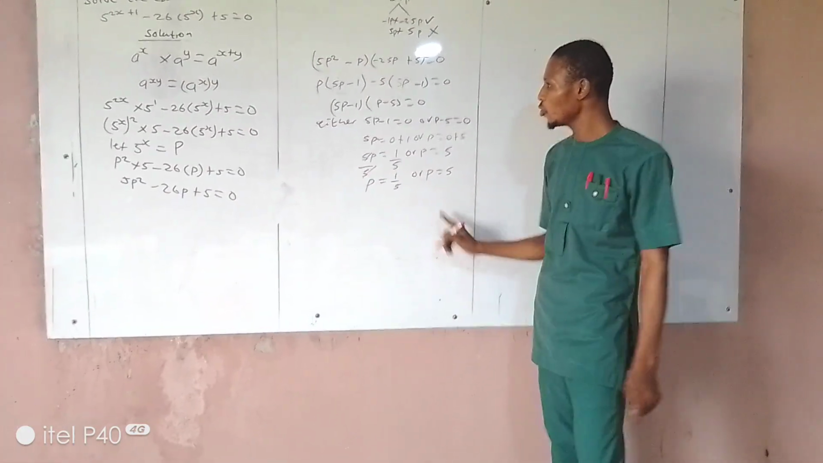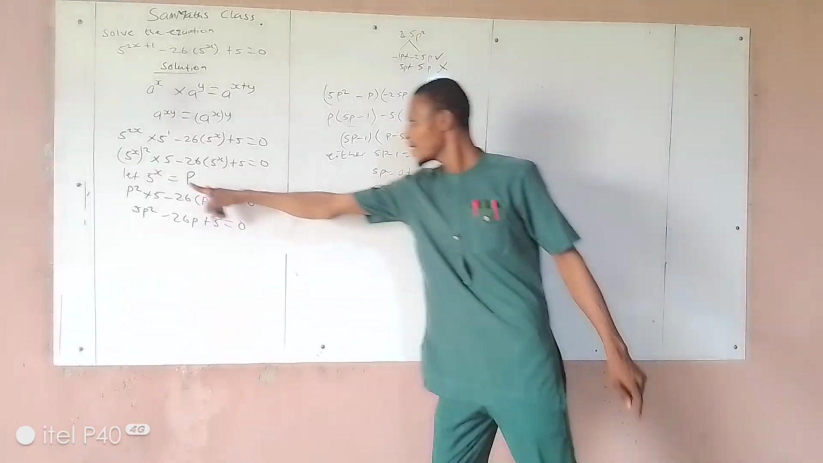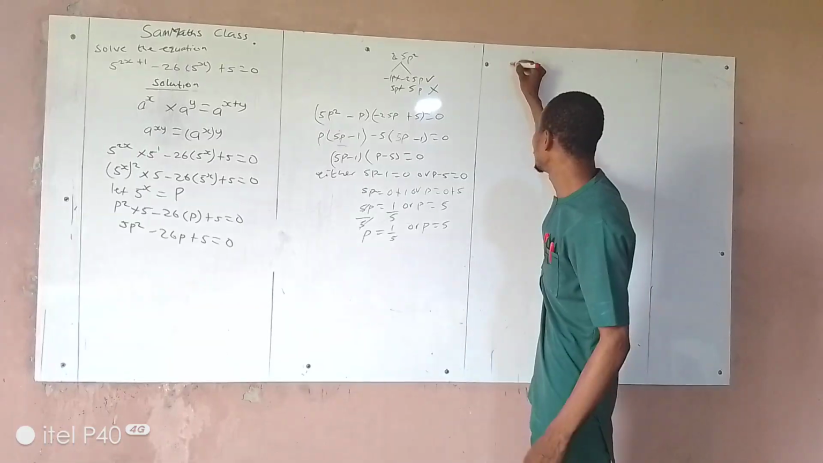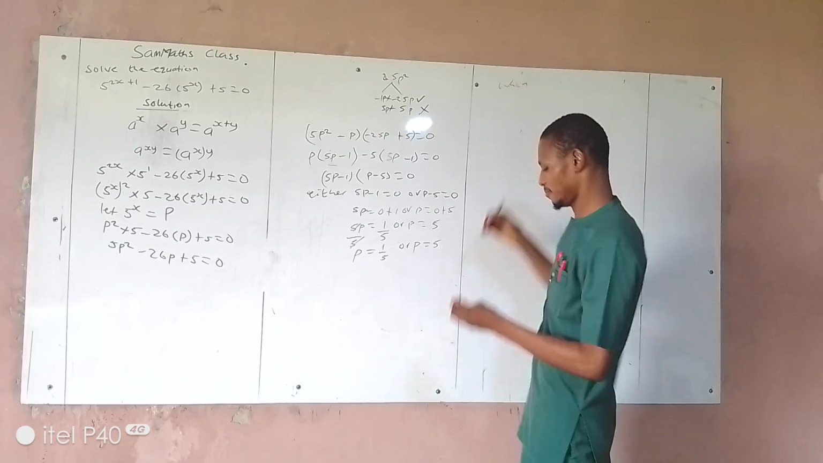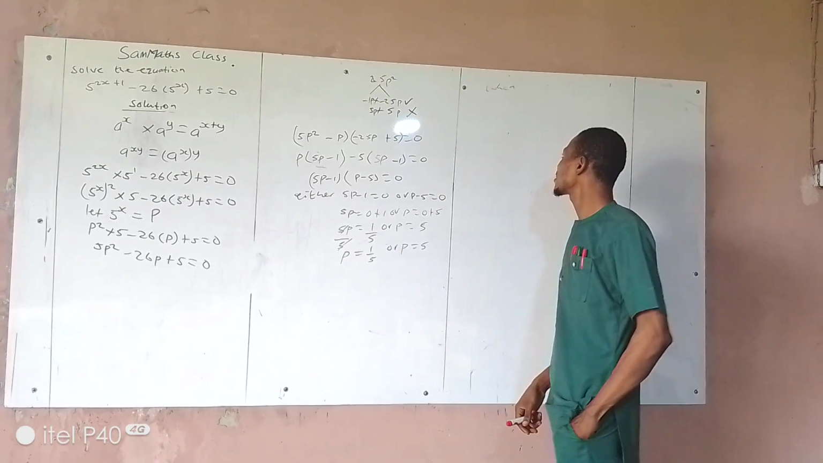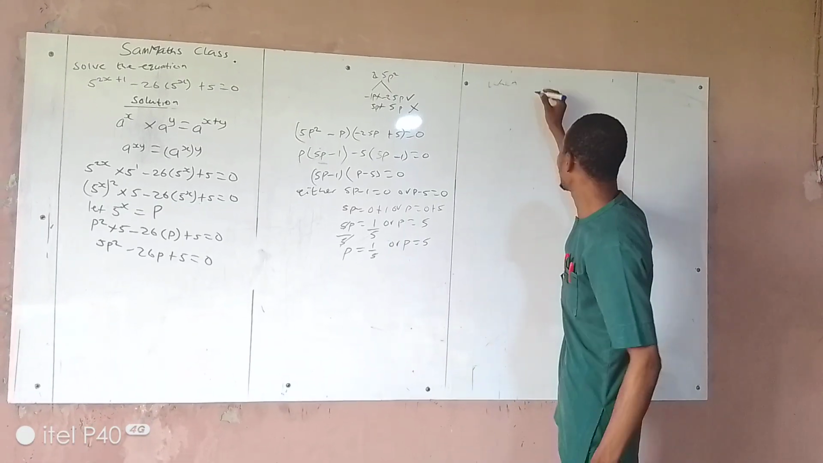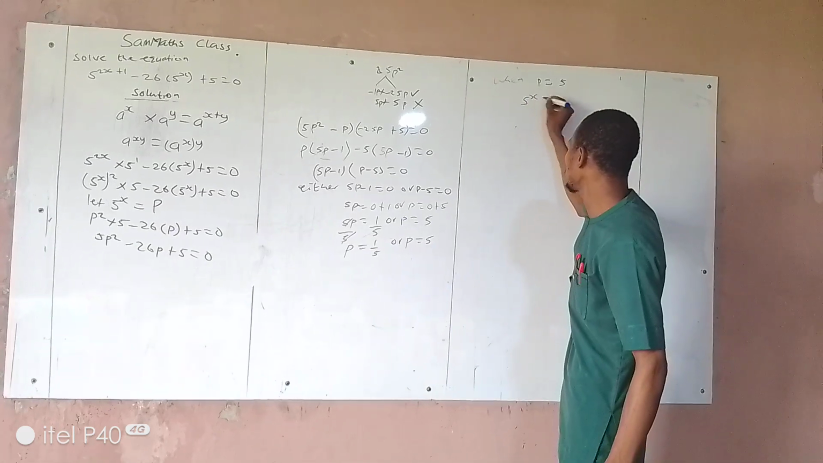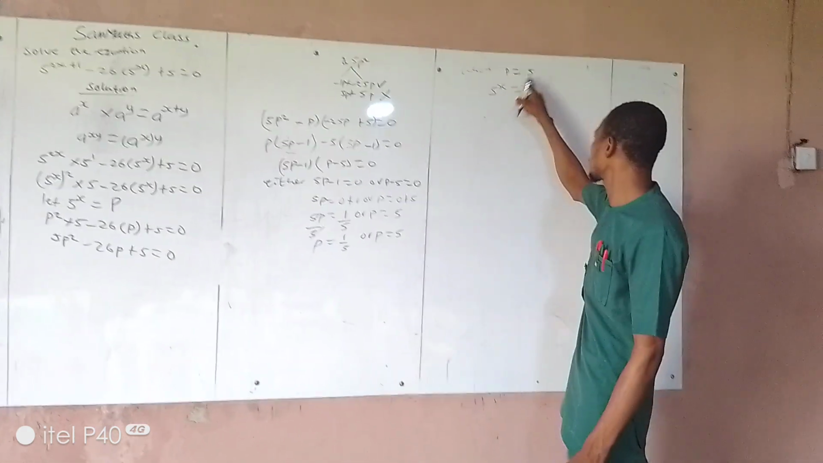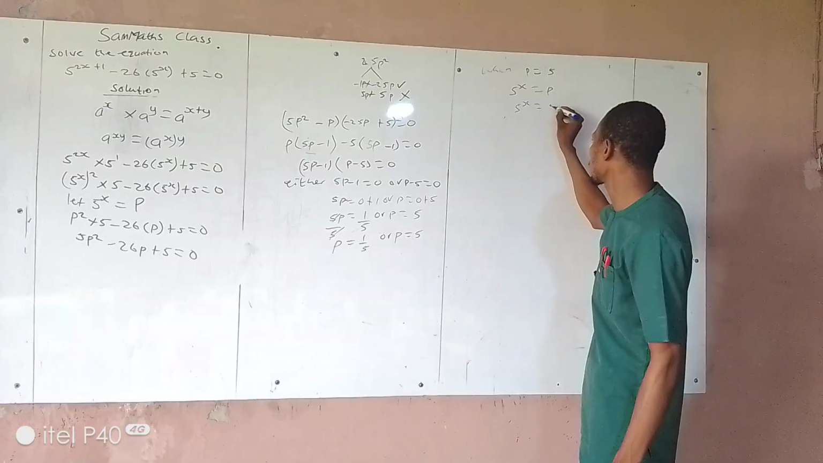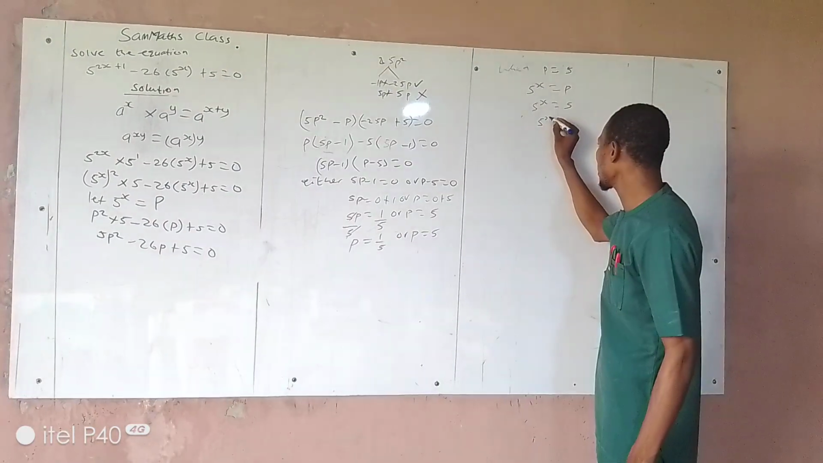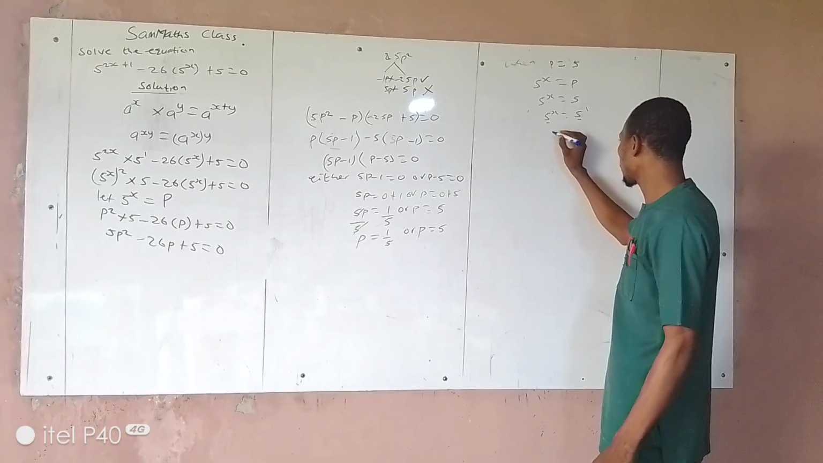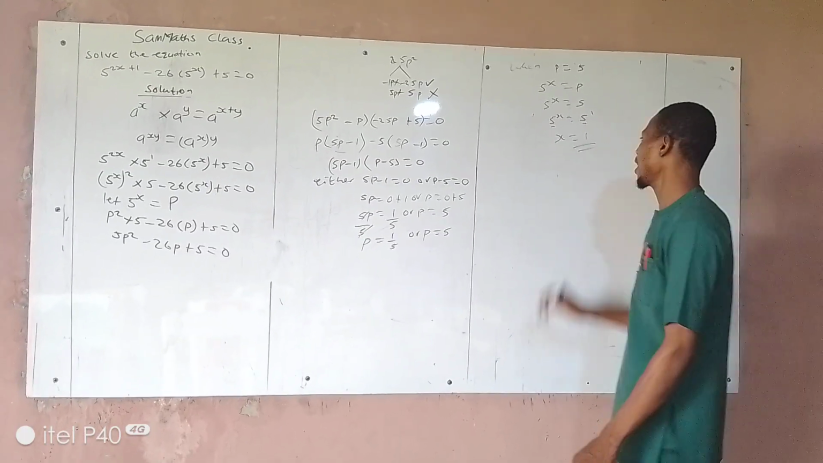This is not our answer. We are looking for x, but we made a substitution that 5 raised to the power x equals p. So we know p to be two answers. When p is equal to 5, 5 raised to the power x equals 5, and 5 can be written as 5 raised to the power 1. Since the bases are the same, the powers should be the same. So our answer is x equals 1.